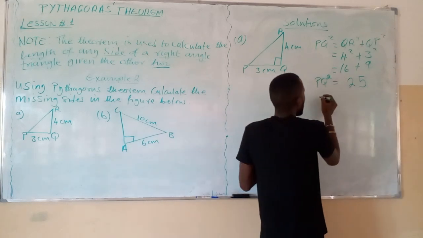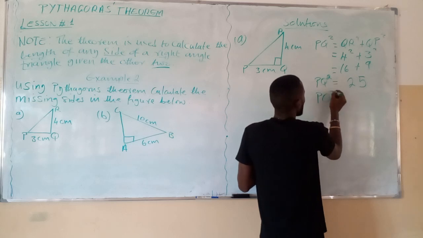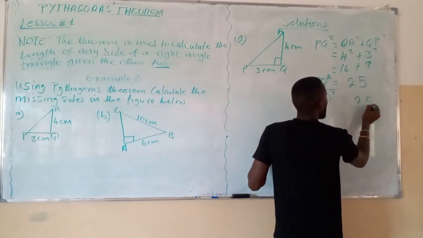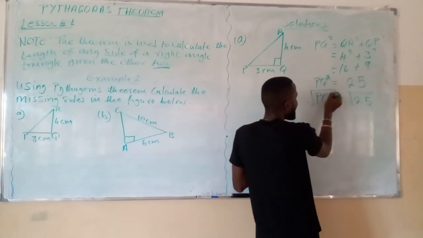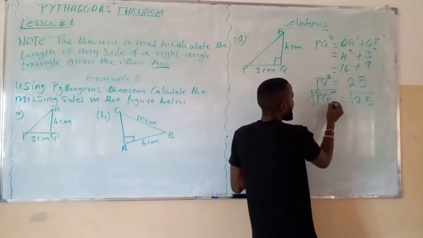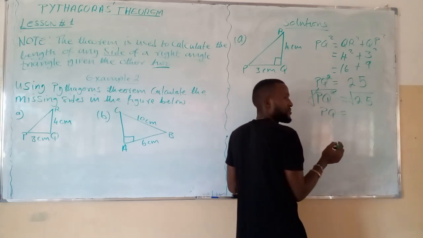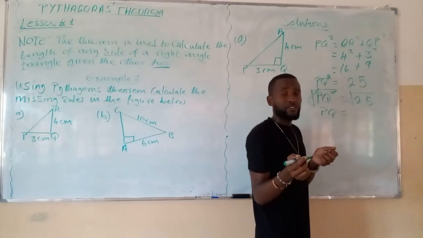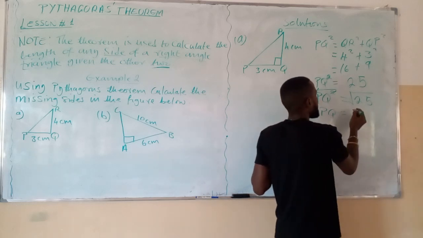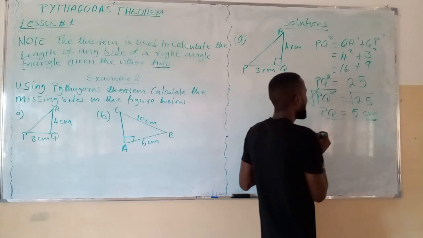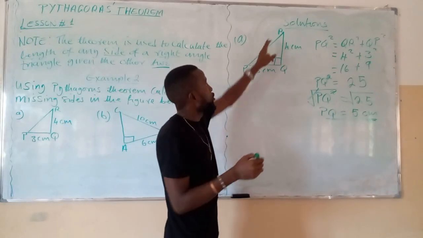So we're going to say PQ squared, we introduce the square root on both sides. Of course, the square root of 25, so that this square and this can go. Then I have PQ is equal to, what is the square root of 25? 25 is a perfect square. So what is the square root of 25? Which is 5 centimeters. Yes, this is the answer for PQ.